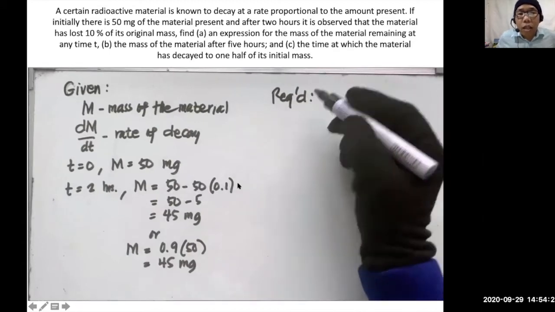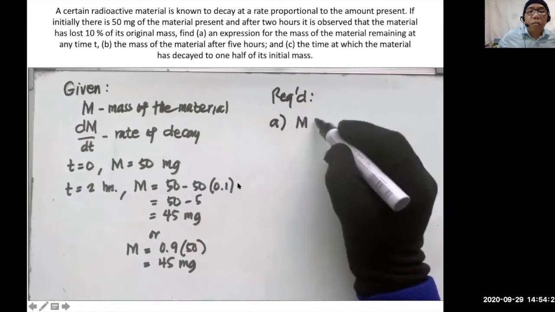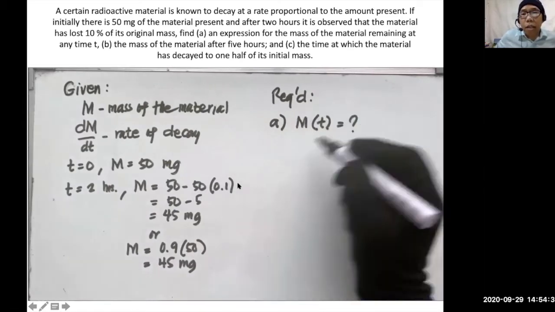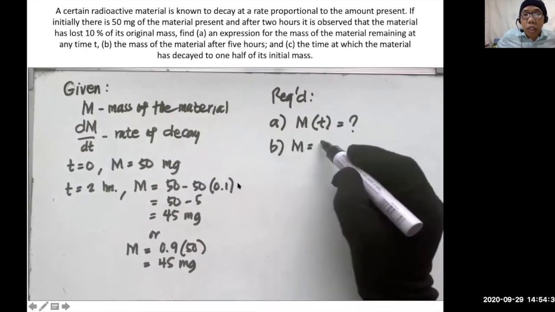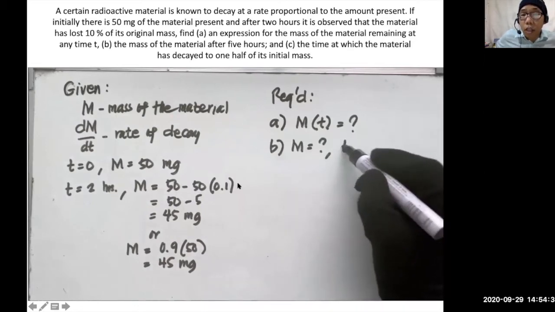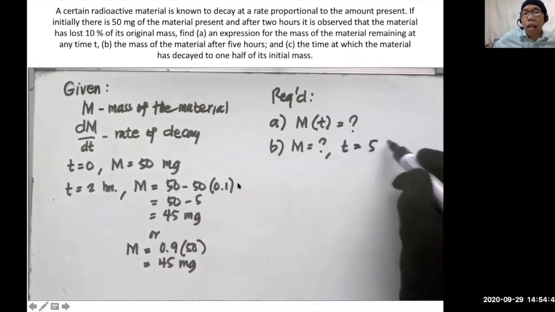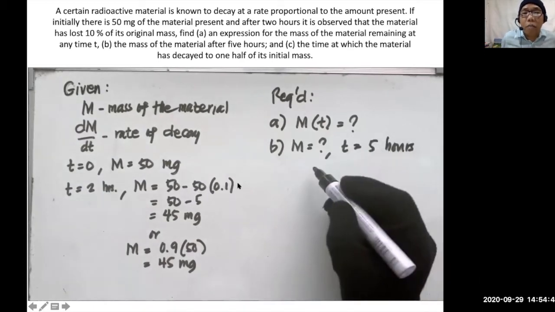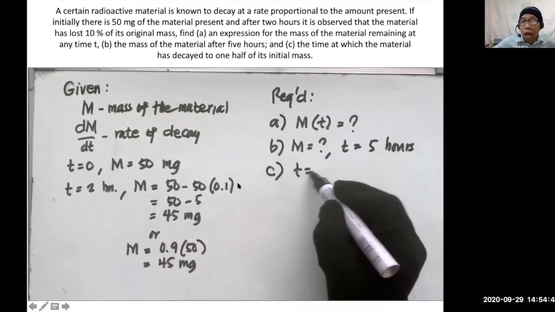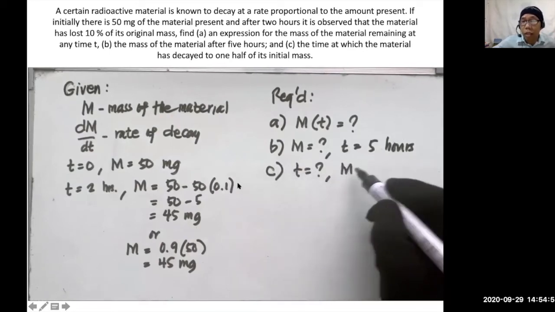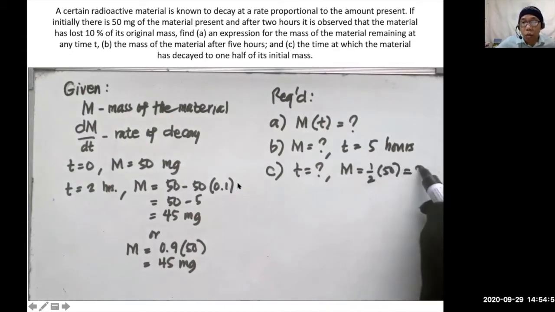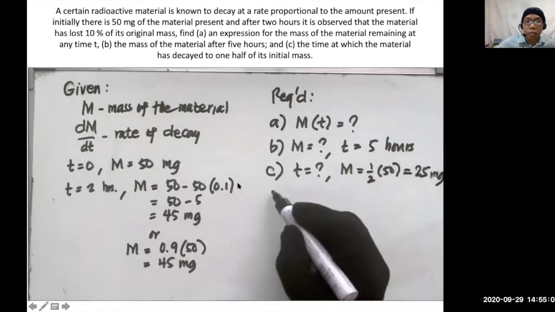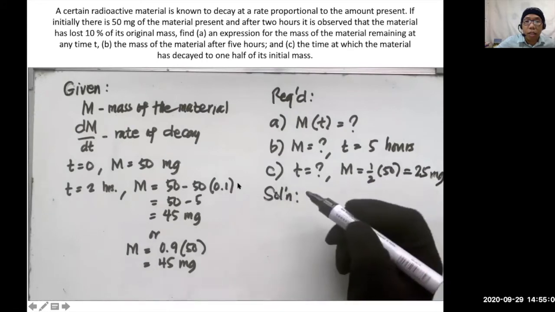So we are asked here, we have 3 items to solve. An expression for M as a function of time, or the mass of the material as a function of time. And letter B, you're asked to solve for the mass. In this item, we can utilize letter A to solve for the mass, since A is an expression of the mass of the material remaining at any time t. So B is the mass after 5 hours, and letter C is the time at which the mass will become 1/2 of the original or initial mass, which is 50 divided by 2, or 25 milligrams. Okay, are we clear here? Any questions? None? Then let's solve.